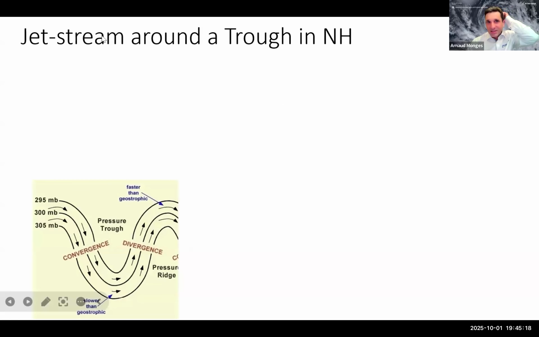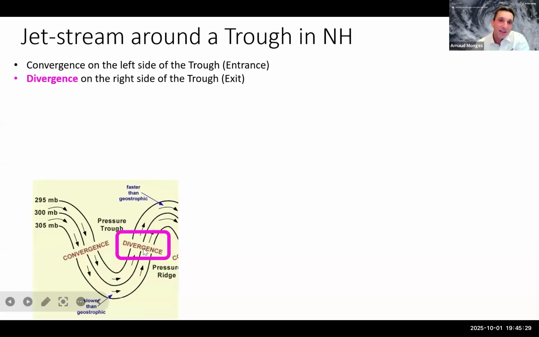So the jet stream around a trough looks like this. I already give you the answer. On the left side, you've got the convergence, and on the right side, you have the divergence. And as I said before, the divergence is what we want, to have the evacuation. But really, if you look at this, I cannot see the air diverging with my eyes, but there is.